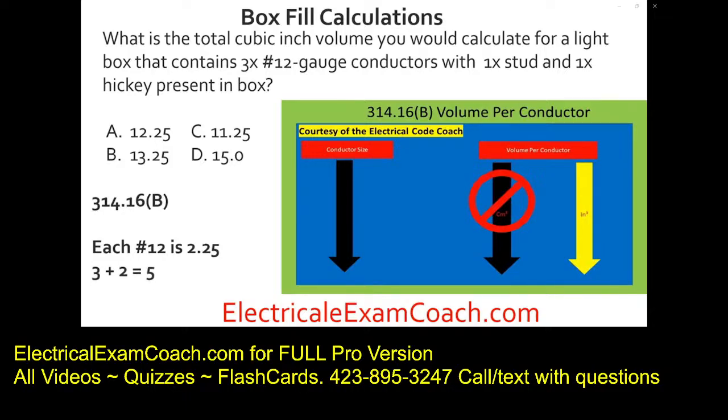We know that we have the 3 number 12s originally, but now we have to deal with the studs and the hickeys. Our code states that for each stud and each hickey, they count as one each based off the largest conductor that's in the box. In this case, we only have number 12s, so they're going to be grouped with the 12s. So that lets us know that we have a total of 5 number 12s. That's what I meant by we're converting everything back to conductors, and then we can do our multiplication. We take those 5 number 12s, multiply it by the cubic inch volume for 12, and we end up with 11.25 cubic inches, and we would select C.